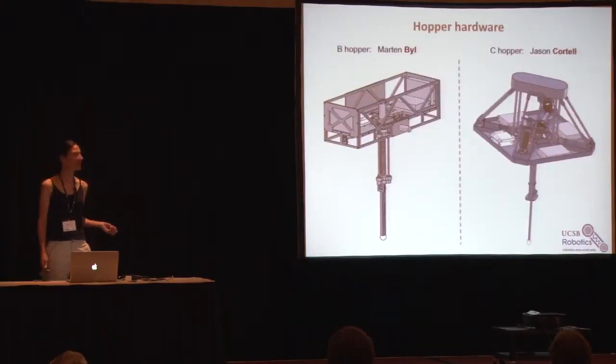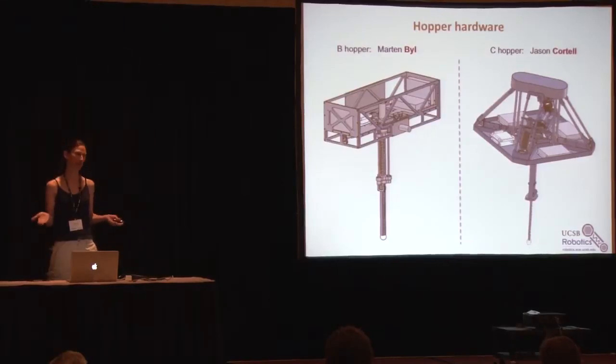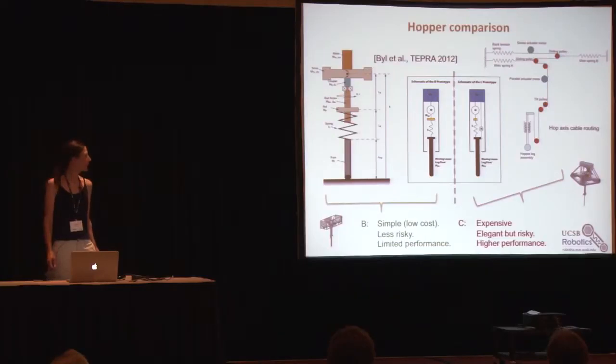We're implementing these ideas. The idea is to get a hopper and put it on terrain where we have an idea of what the footholds are up ahead. We can pick footholds, but then there's uncertainty about the terrain, and we can respond to that. Right now, we're building the hopper on the left. Martin Bill, my husband, has helped us design it. Then Jason Cortell from Cornell, who you saw yesterday in the Ranger video, is building a higher performance hopper that we're just starting to build this summer. You can ask me questions about the exact hoppers later. In short, the higher performance hopper with the cables is a little riskier and a little more expensive. It has actuators in series and in parallel, and we hope it's going to be higher performance.